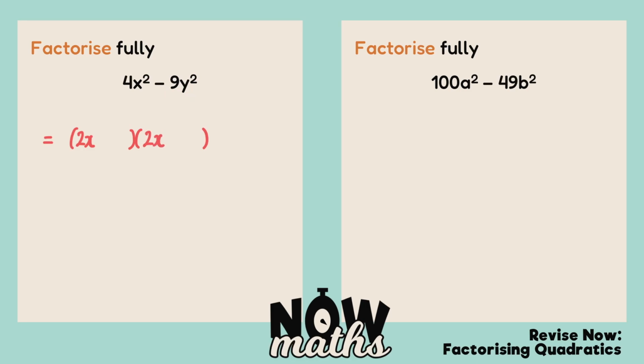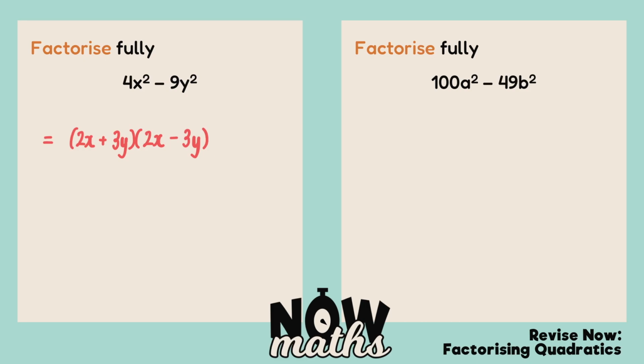Then the square root of 9y squared is 3y, since 3y multiplied by 3y is 9y squared. And given that we need the 3y's to multiply to give negative 9y squared, we need one of them to be positive and the other to be negative. And this is our fully factorised difference of 2 squares. And once again, the brackets could be written in either order.